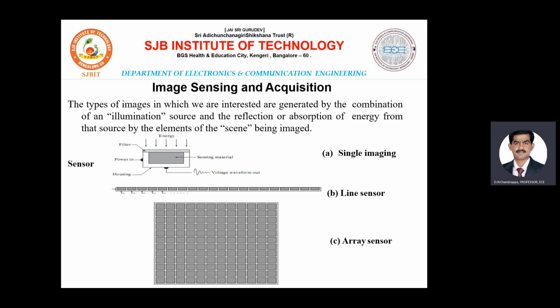Here we mainly have three types of sensors: single imaging sensors, line sensors, and then array sensors. In line sensors, a number of sensors are connected in series. In array sensors, a number of sensors are connected like a matrix.